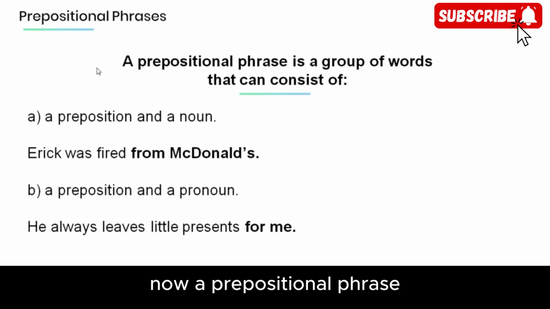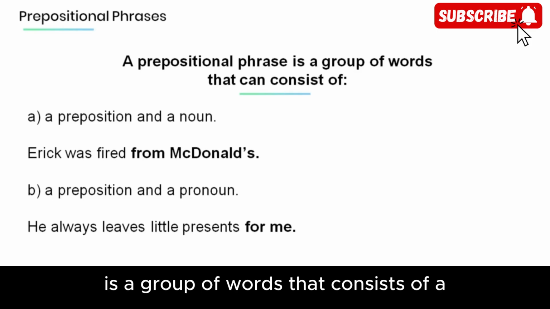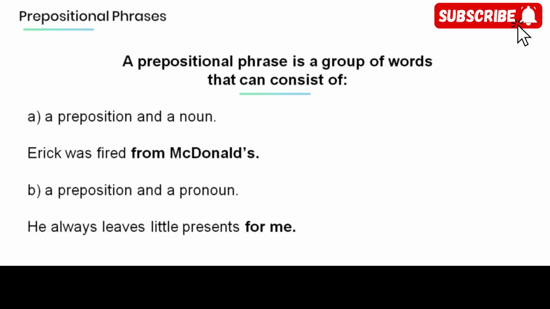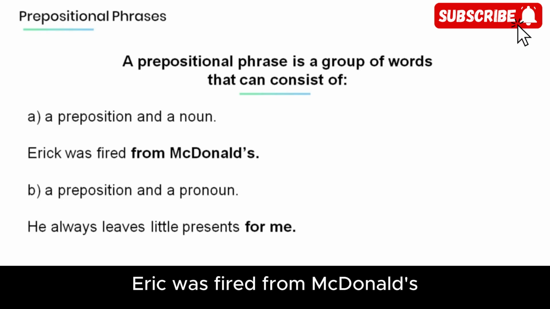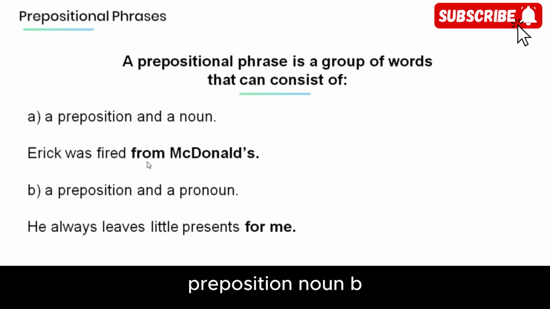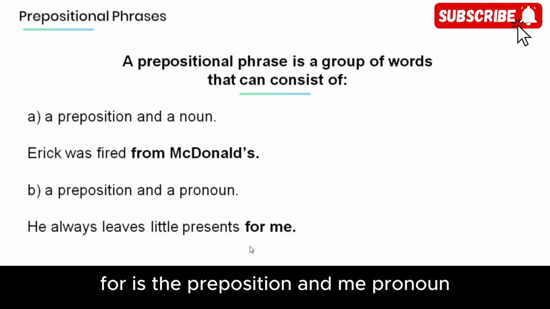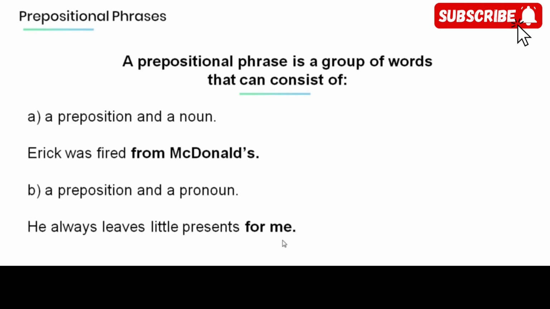Now, a prepositional phrase is a group of words that consist of a preposition and a noun, as in the example over here. Eric was fired from McDonald's. Preposition, noun. B, a preposition and a pronoun. For example, he always leaves little presents for me. "For" is the preposition and "me" is the pronoun.